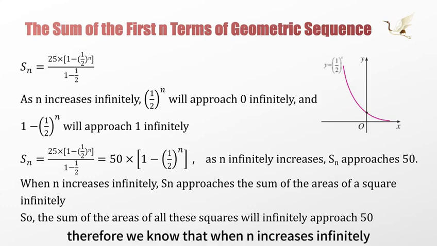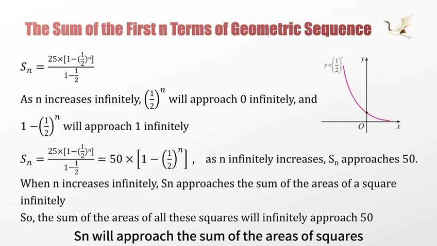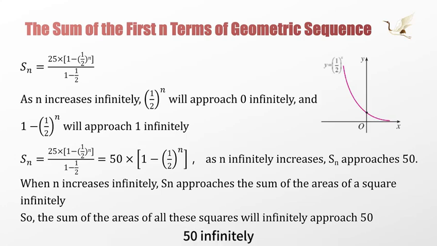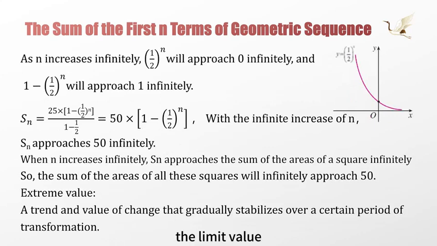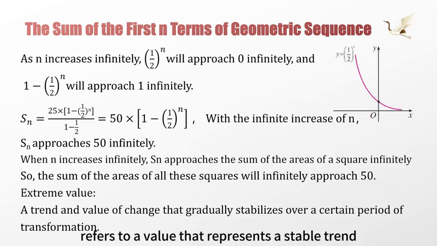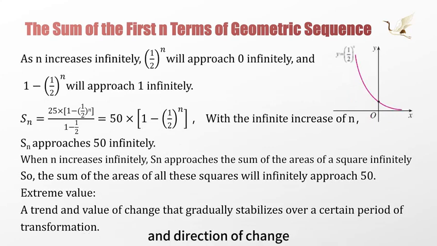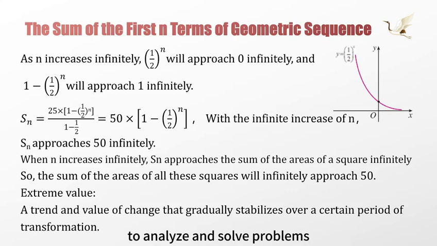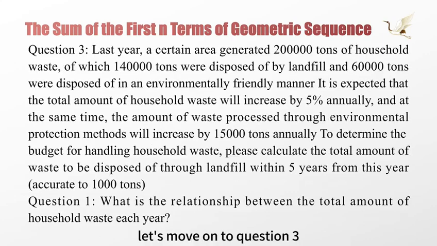Therefore, we know that when n increases infinitely, Sn will approach the sum of the areas of the squares infinitely. So the sum of the areas of all these squares will approach 50 infinitely. Here we use the idea of limits. The limit value refers to a value that represents a stable trend and direction of change during a certain process of variation. The concept of limits is an important idea in mathematics. We should understand and apply the concept of limits to analyze and solve problems. Let's move on to question 3.